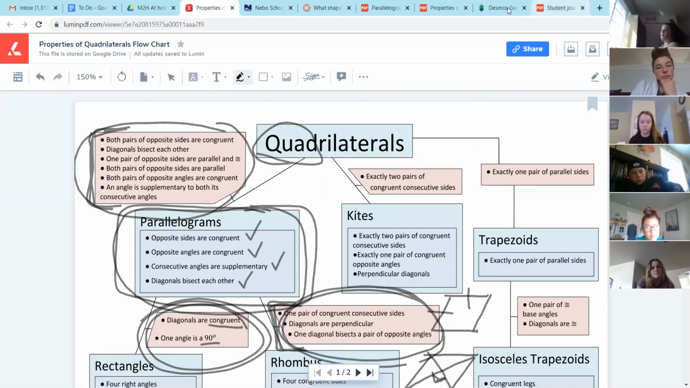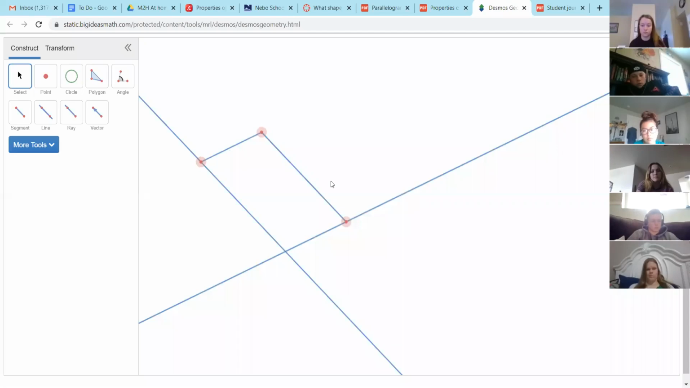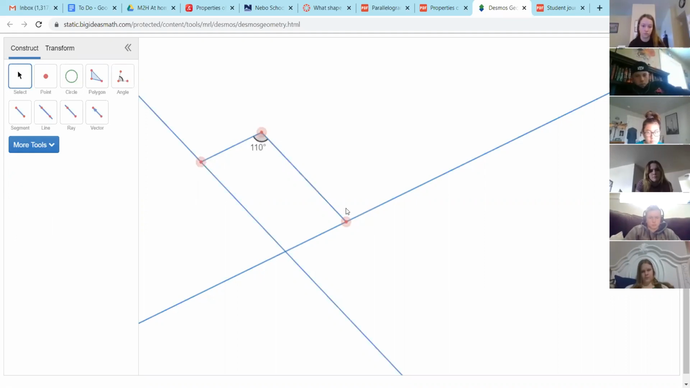All right, so really quick, back to this thing. This is going to be your first assignment. Okay, so creating parallelograms in here. You'll need this more tools thing, remember, to get your parallel lines. It gives you a hint, but I'll just show you guys since you're already on the screen with me. When you have to measure angles, if you click on angle, it says choose a point, and then choose a point, and then choose a point. Really, like if I wanted to measure this angle right here, I just need to trace it. So go from here to here to here, and that's going to tell me that that angle is 110 degrees.